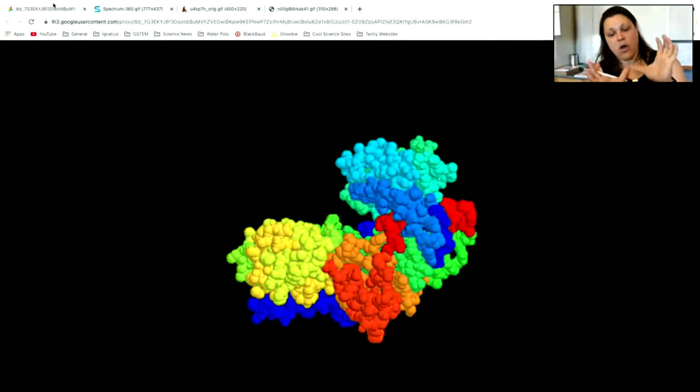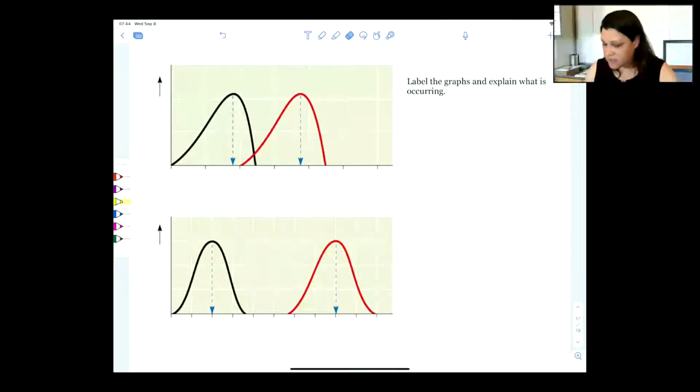Important to think about, what do we know about structure? Structure dictates function. So if we start changing the structure because of the environment that the enzyme is in, it will no longer be able to do the function that it's supposed to do. So going back to the note sheets here, these are sort of the main things that we think about when we talk about enzyme environment.